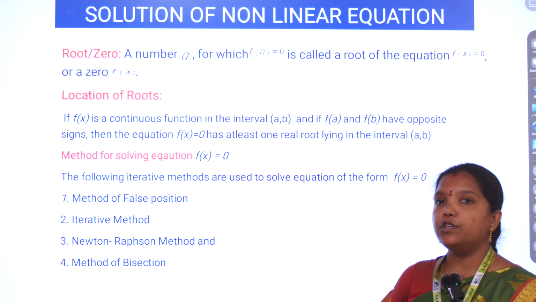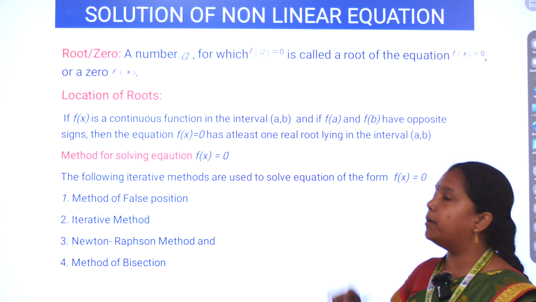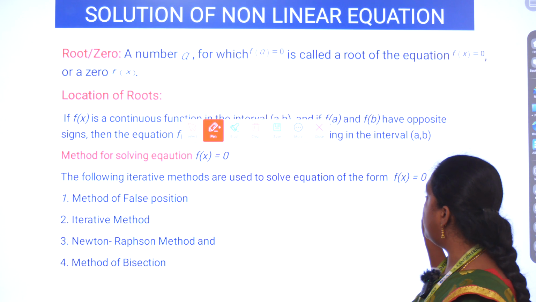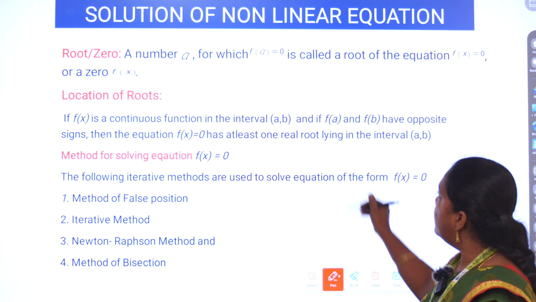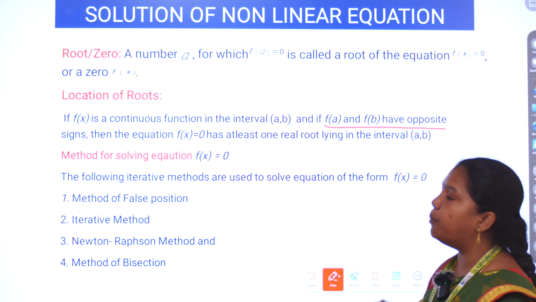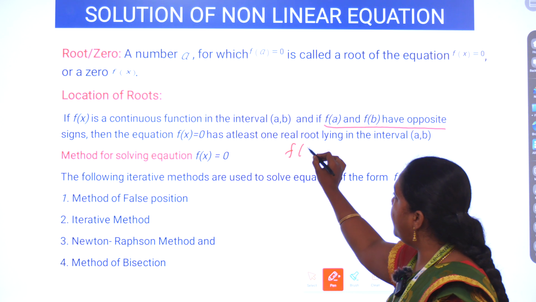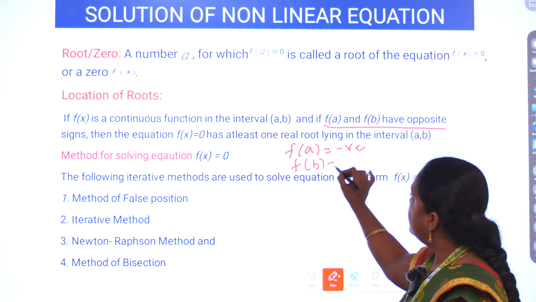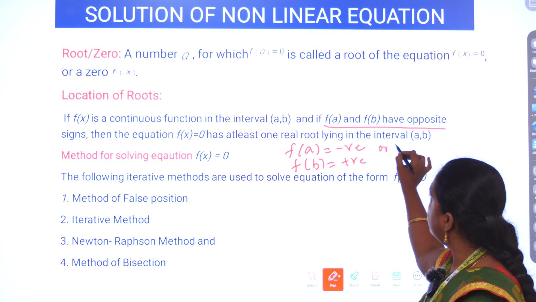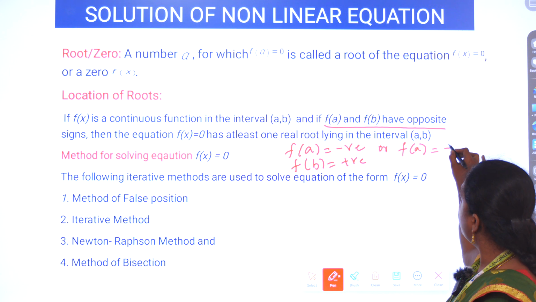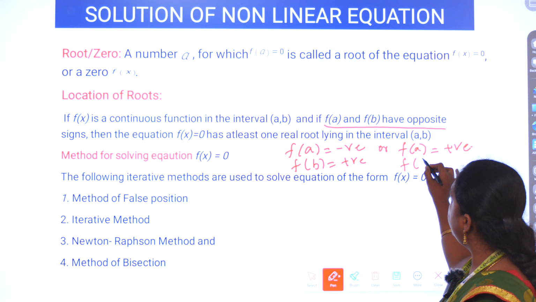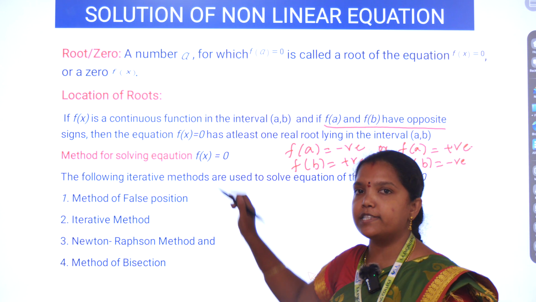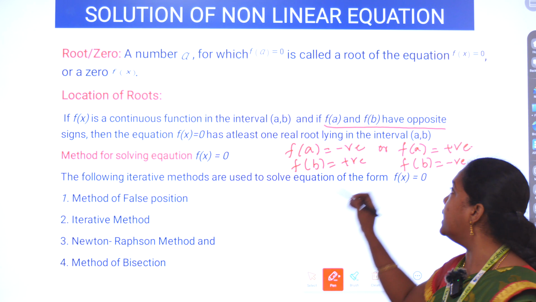If f of x is continuous in the interval a comma b and if f of a and f of b have opposite signs, that is f of a will be negative, f of b is positive, or f of a is positive, f of b is negative. So opposite signs, then the equation f of x has at least one real root lying in the interval a comma b.